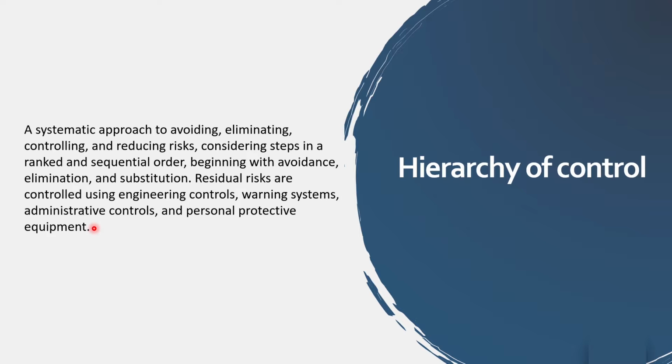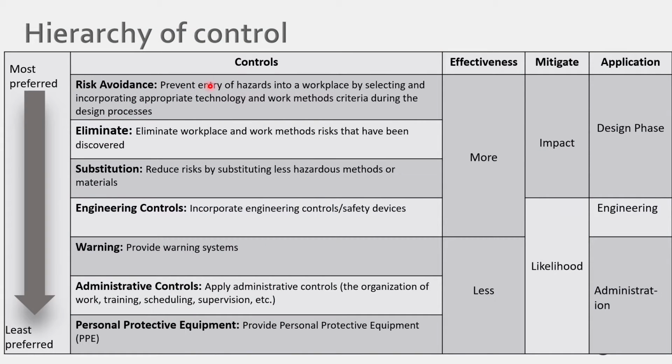If residual risk is still available, then we put engineering control, warning systems, and personal protective equipment control on that risk in order to reduce the probability and the severity of that risk to an acceptable level for the organization. Let's see what the steps of the hierarchy of control are. Here we can see the hierarchy of control. The first one is risk avoidance. We have to avoid that risk. We have to prevent the hazard from entering our workplace by selecting raw materials, new technology, working methods, and process design.